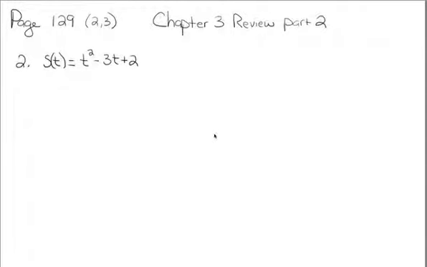For part 2 of our review, I'm going to look at the problems given to you on page 129. These are particle motion questions. So these are questions that are asking you to look at the relationship between the position function and the first derivative, which is the velocity function, and the second derivative, which is the acceleration function.